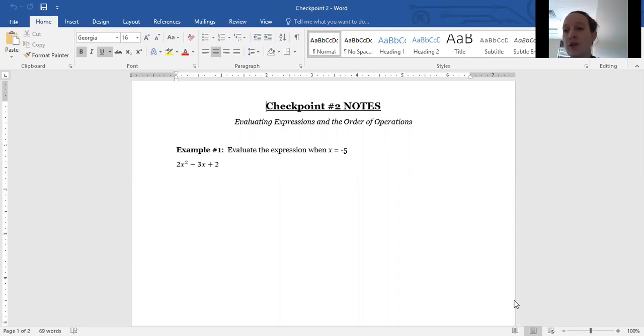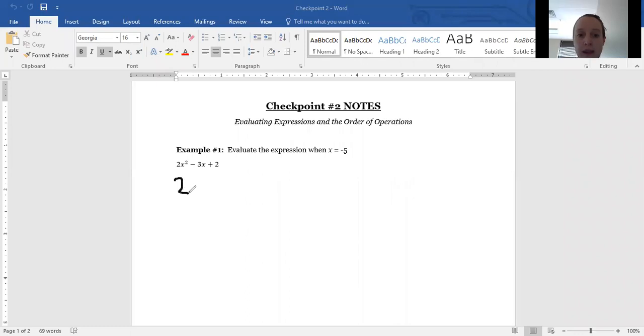So let's see what checkpoint 2 is all about. Oh, something you guys are very familiar with. Evaluating expressions and order of operations. That's what your last short cycle was on. You've been doing this, but we're going to just check in and see what you guys remember. So example 1 says, evaluate the expression when x equals -5. So let's put in some stuff here.